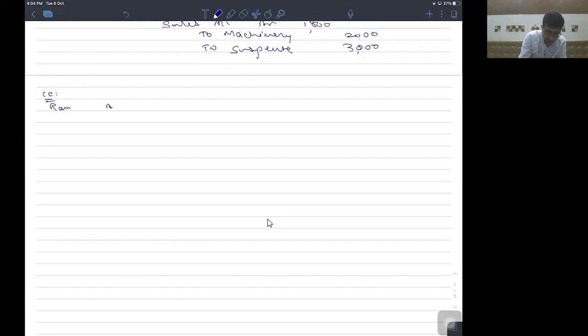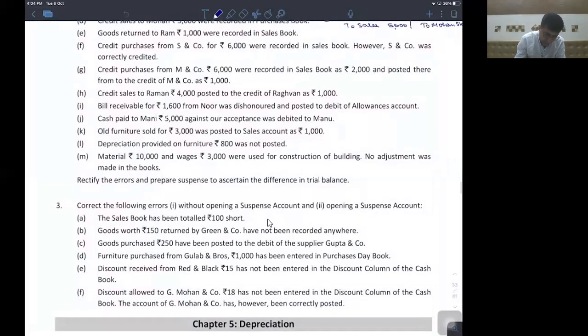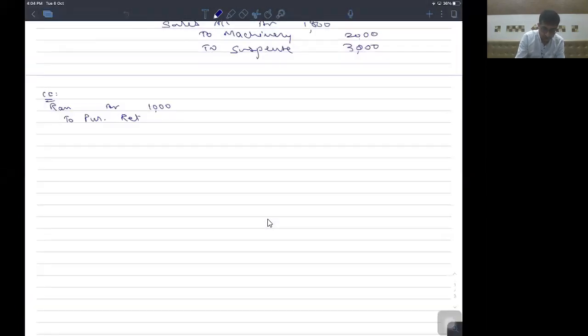Ram debit rupees 1,000 to purchase return. Return goods returned to Ram है. To Ram is purchase return or sales return? To purchase return 1,000. Satyajit, to Ram return to. गुड्स खरीदे हुए वापस भेजोगे तो 2 होगा या गुड्स बेचे हुए वापस आएंगे तो 2 होगा?